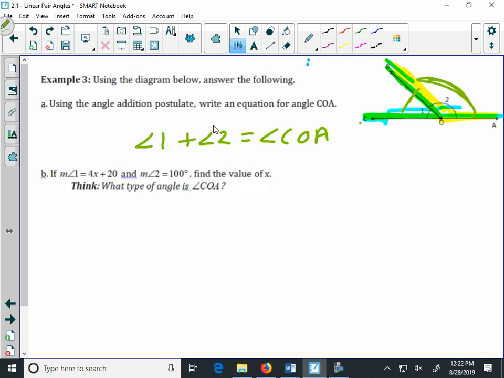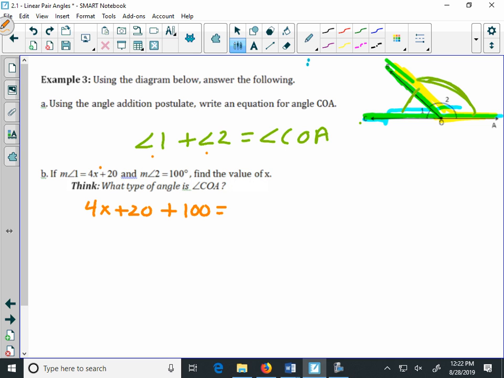So we take a look at B. If angle 1 is equal to 4x plus 20, and angle 2 is equal to 100, find the value of x. Well, I know to get COA, I can add these two together. So I'm going to add angle 1 to angle 2, and it equals COA. But what did we say COA was? What type of angle? Straight angle. What do straight angles equal?